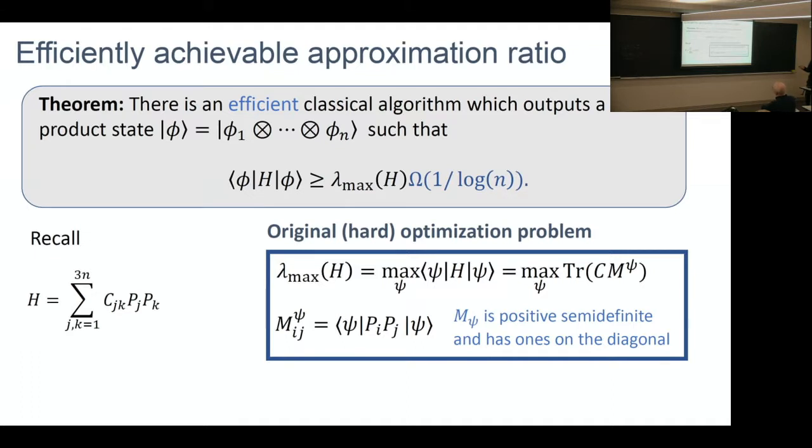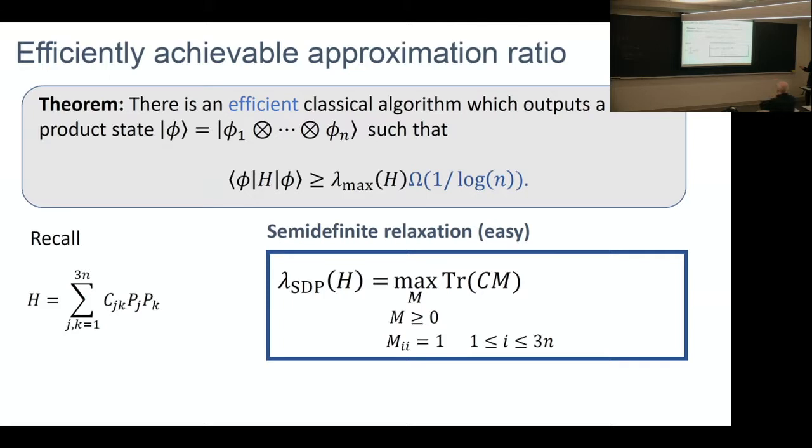Now we can consider a relaxation that just maximizes this trace over positive semi-definite matrices with ones on the diagonal, and that will give an upper bound to the true maximum energy. This is a semi-definite program, which you can solve efficiently.